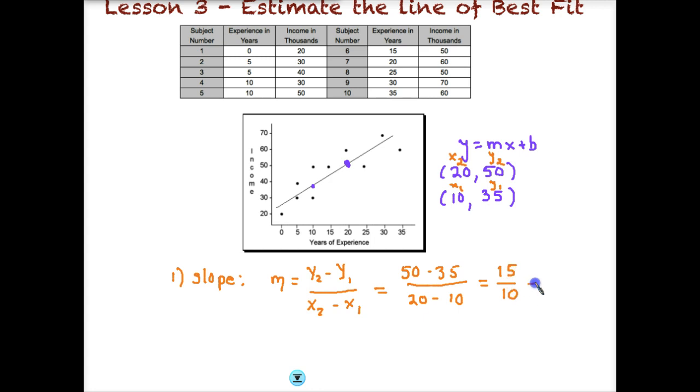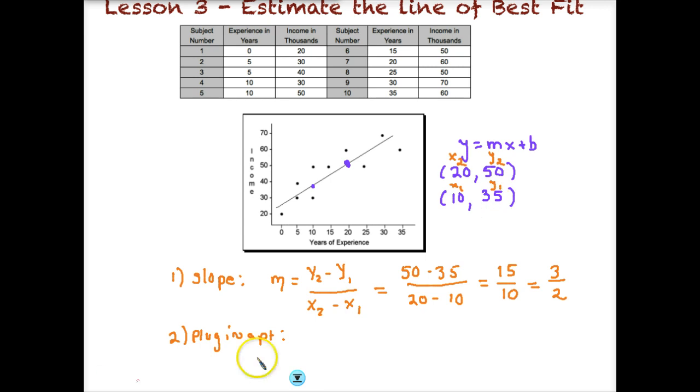Now we could reduce that. 5 goes into 15 3 times, and 5 goes into 10 2 times. So now we have our slope. Our slope is rise of 3, run of 2. Step 2 means we are going to plug a point into our equation. So we need to pick a y and an x and plug them into this equation. We already know m is 3 over 2. So let's pick 10 and 35 and plug that in.